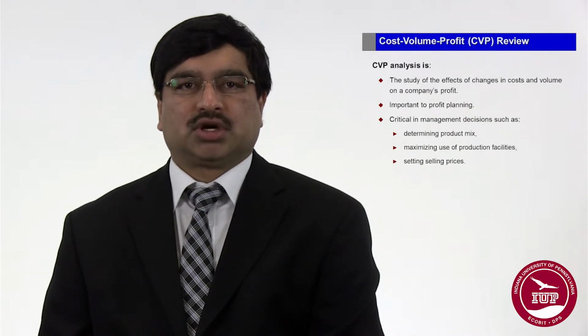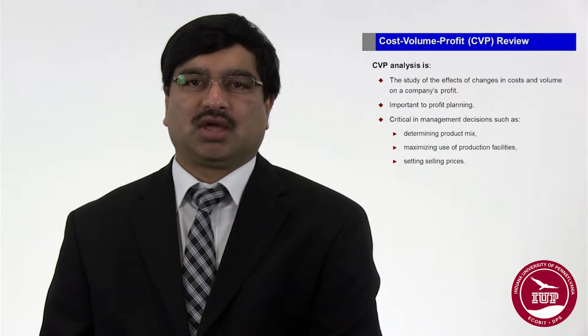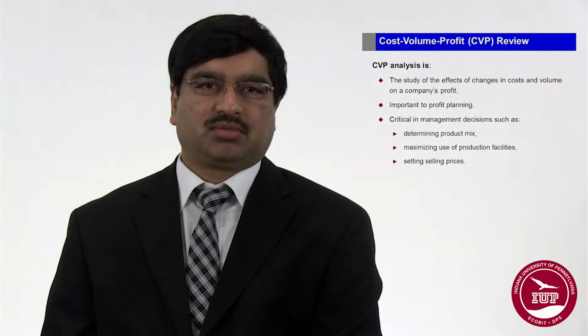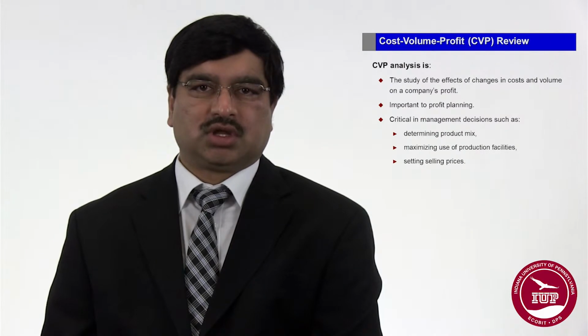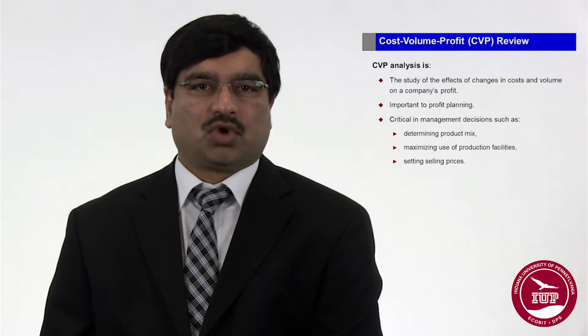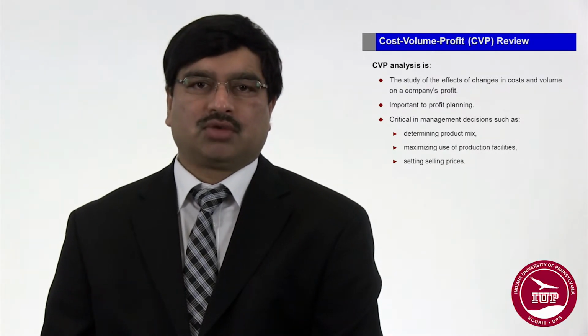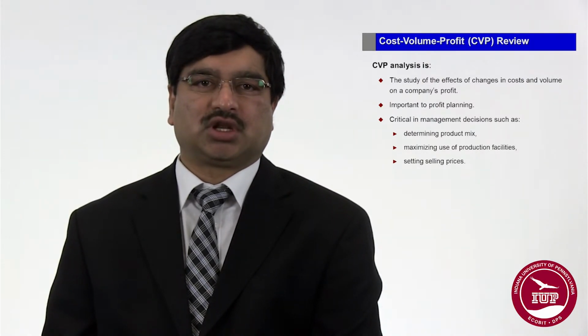Cost volume profit analysis, or CVP analysis, sometimes also called break-even point analysis, studies the effect of changes in cost and volume on a company's profit. So what happens if the variable cost goes down by 20%, or what happens if the volume of sales increases by 5%? All these aspects are important to the planning process because they help determine what kind of product mix a company should have to optimize profits, how to use our production facilities in the best way, or how to set a reasonable selling price.